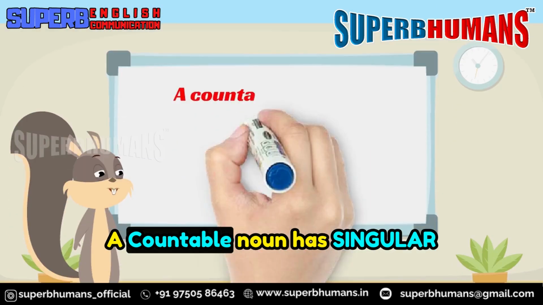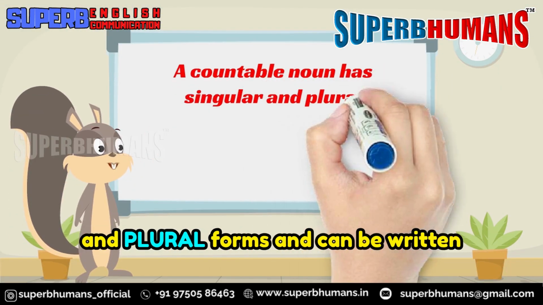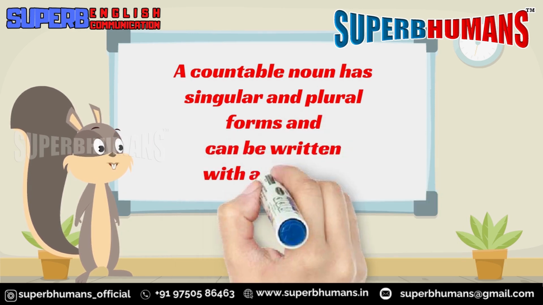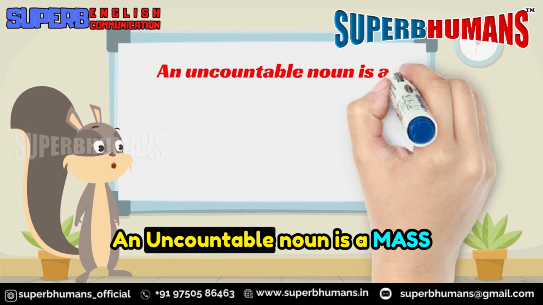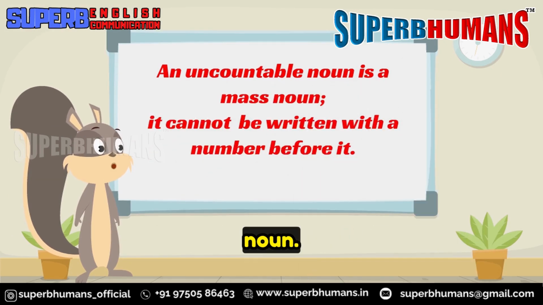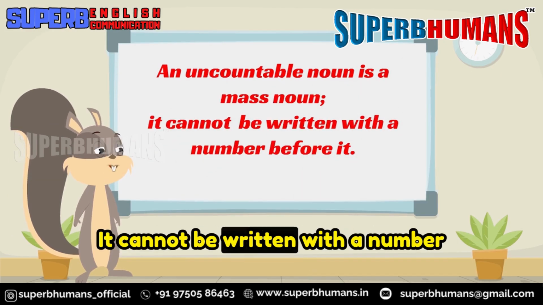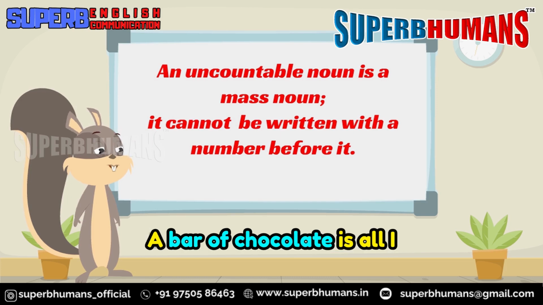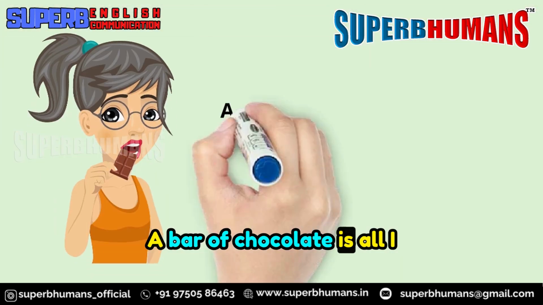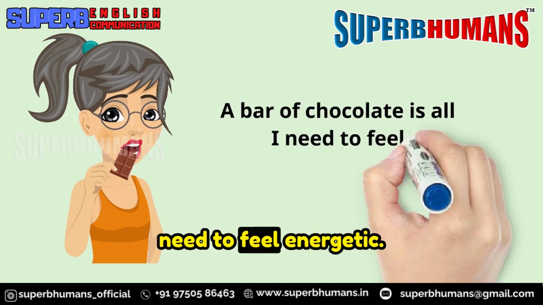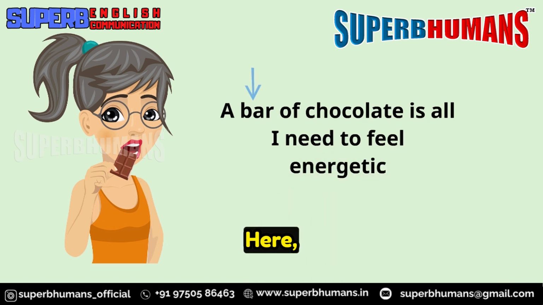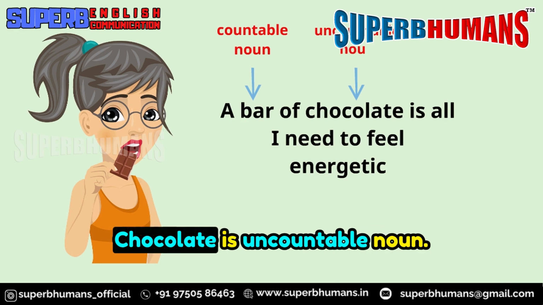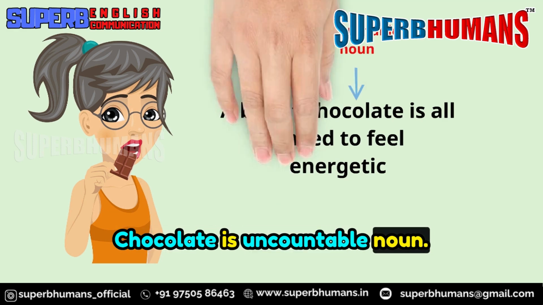A countable noun has singular and plural forms and can be written with a number. An uncountable noun is a mass noun. It cannot be written with a number before it. For example, a bar of chocolate is all I need to feel energetic. Here, bar is a countable noun and chocolate is an uncountable noun.